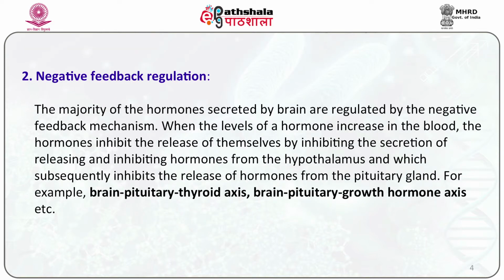Negative feedback regulation. The majority of the hormones which are secreted by brain are regulated by the negative feedback mechanism. When the levels of a hormone increase in the blood, the hormones inhibit the release of themselves by inhibiting the secretion of releasing and inhibiting hormones from hypothalamus, which subsequently inhibits the release of hormones from the pituitary gland. For example, the brain-pituitary-thyroid axis and the brain-pituitary growth hormone axis are examples of the negative feedback regulation.